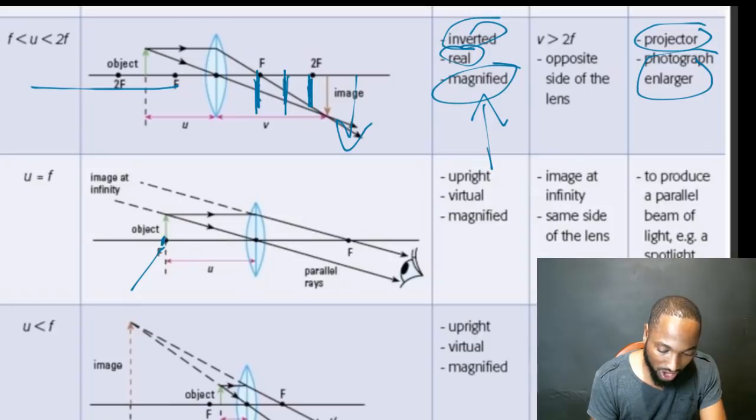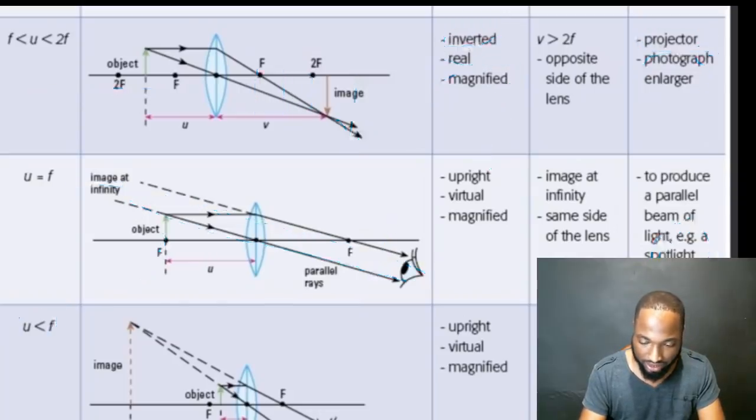The object now on F, bam, you can't even pick up an image, it's at infinity. Well, you could pick up an image, but again, parallel beams of light, right? So if you draw something here, you'll get a parallel beam of light running down there. So the image is at infinity. It's upright, virtual, magnified, same side of the lens.